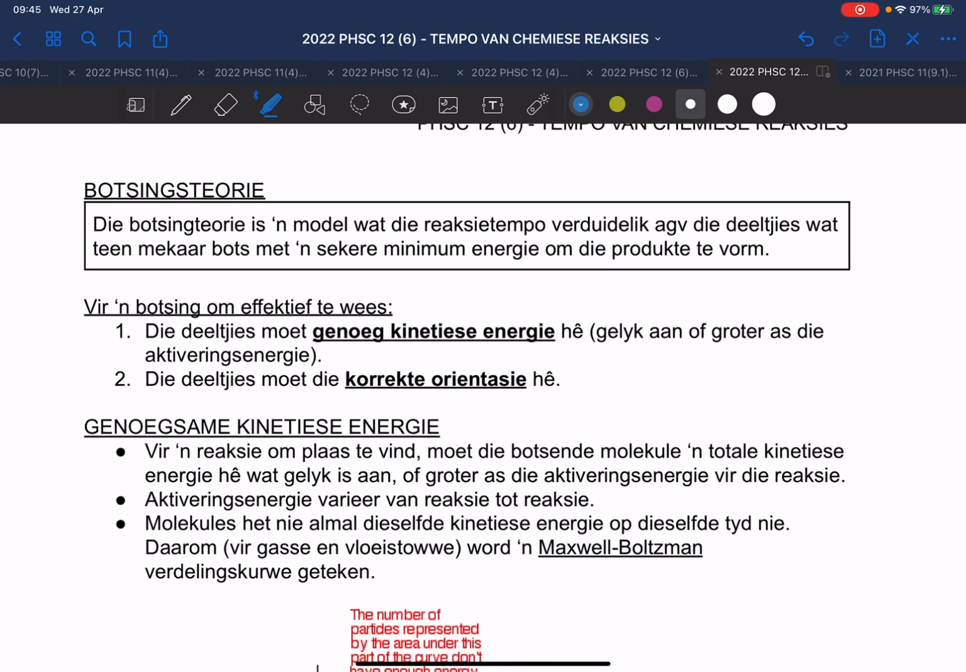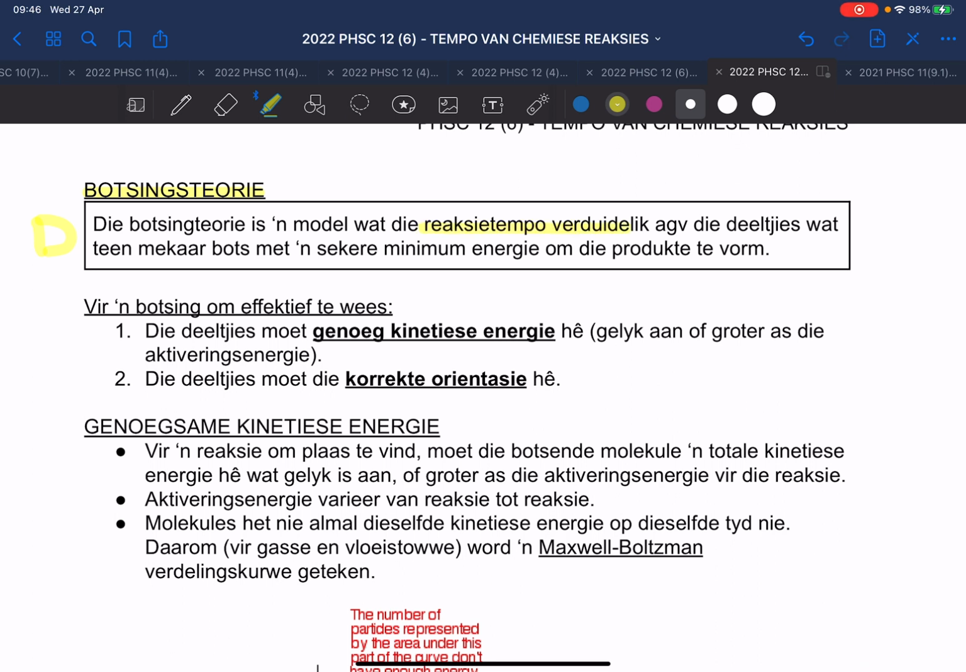Okay. The next one, the collision theory, die botsingsteorie. Okay. Now this definition, they don't ask that often. Hulle vra nie die definisie so baie nie. They ask more the application of this definition, die toepassing van hierdie definisie. Okay, die definisie sê die botsingsteorie is 'n model wat die reaksietempo verduidelik, so it explains the rate of the reaction.